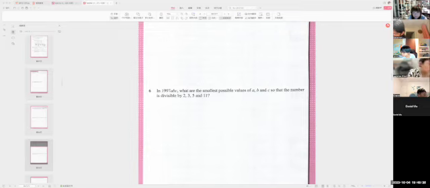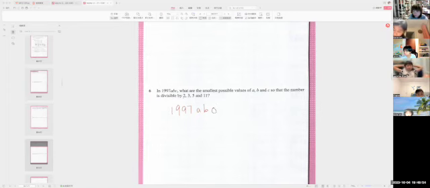Okay, so let's take a look at this one. We have 1997ABC. What is the smallest possible value of A, B, and C so that the number is divisible by 2, 3, 5, and 11? So first of all, like before, we know C must be 0, since it must be divisible by 2 and 5 at the same time, so it must be 10. It must be 0 at the last.